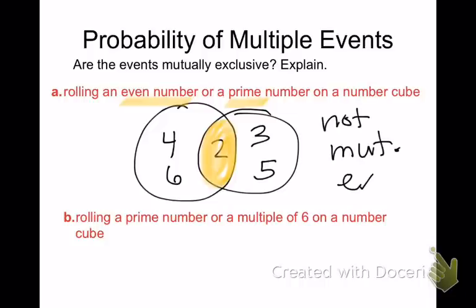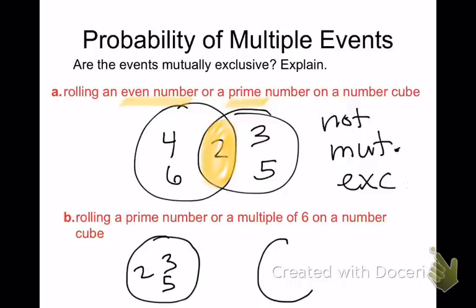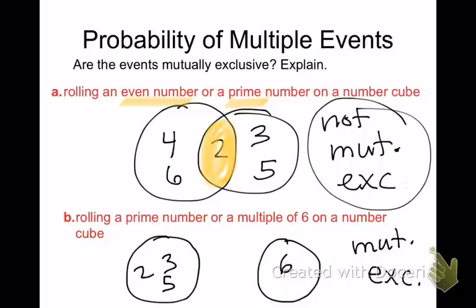I'm just going to abbreviate. Let's look at the second example. We have rolling a prime number or a multiple of 6 on a number cube. So I'm going to draw them. So prime number again is the 2, the 3, and the 5. And a multiple of 6. The only multiple of 6 on the number cube is just the number 6. There is no overlap here, nothing in common, so these are mutually exclusive. So again, here's an example of events that are mutually exclusive and not mutually exclusive. Again, not mutually exclusive if they share something in common.